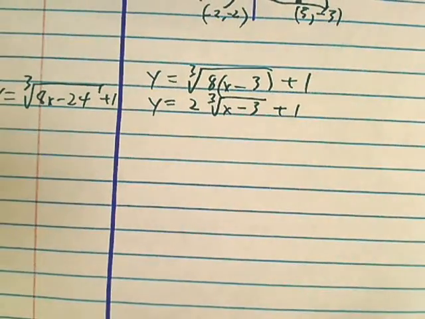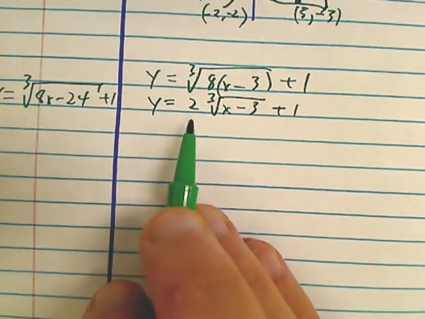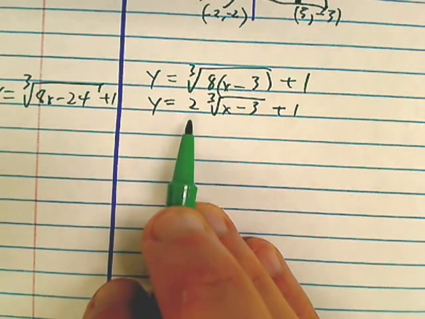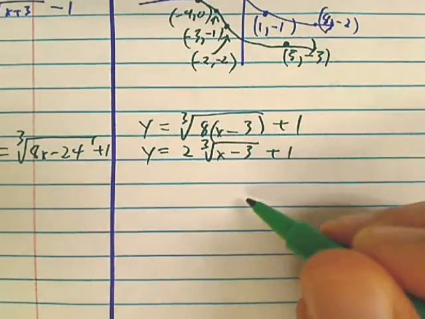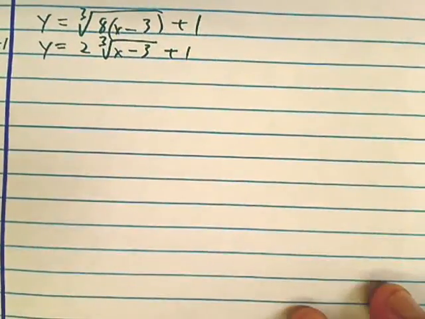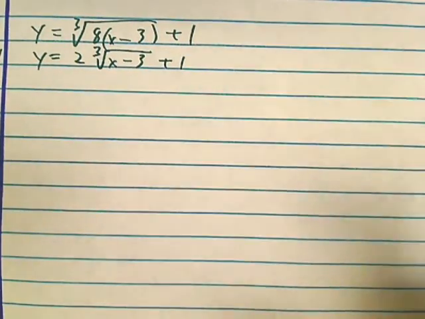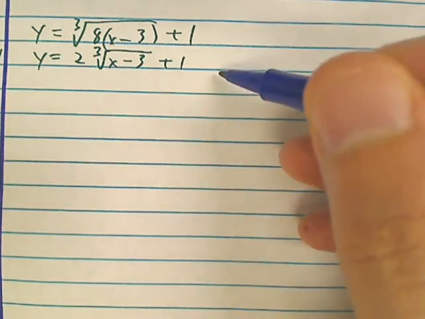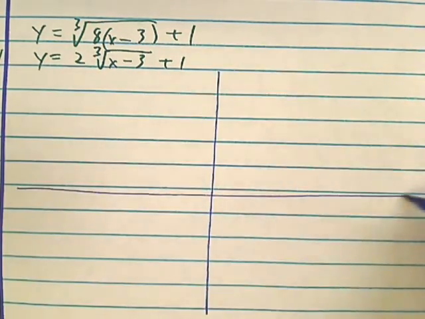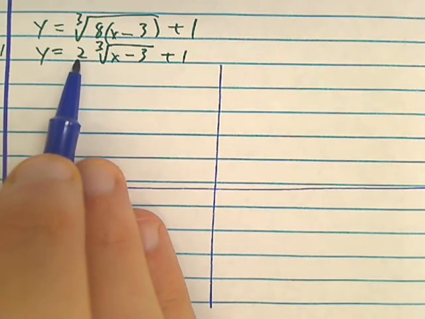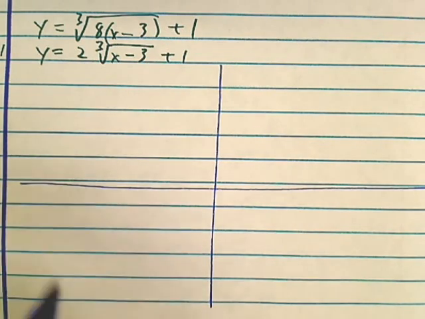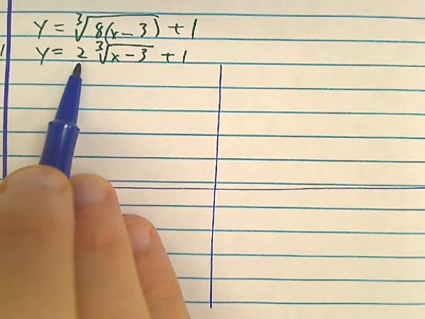Okay, I'm going to start by multiplying the y-coordinates by 2. So let me see here, let me make this graph huge. I'll start with my blue again. There we go. So I'm going to start by multiplying the y-coordinates by 2. That's my step 2. Multiply the y-coordinates by the value of a.